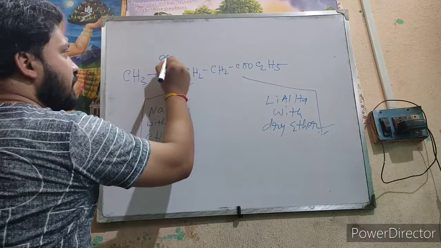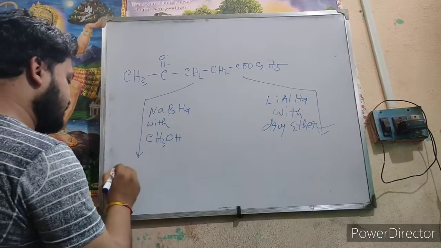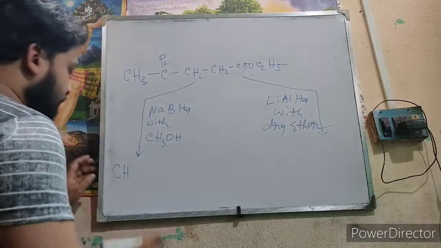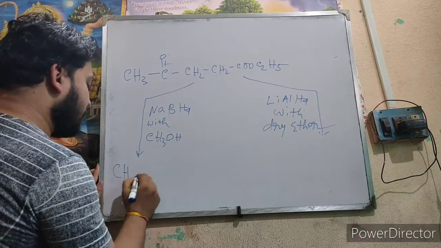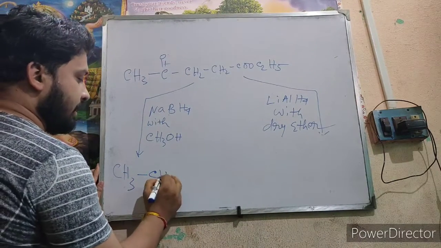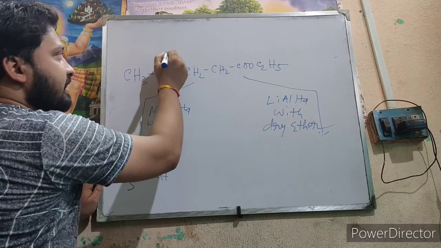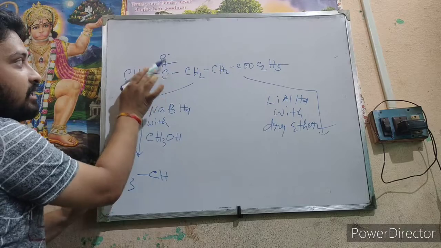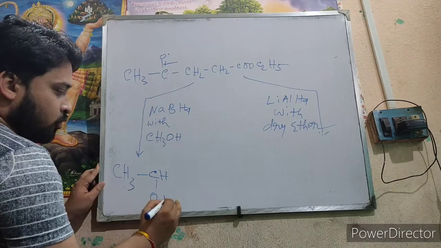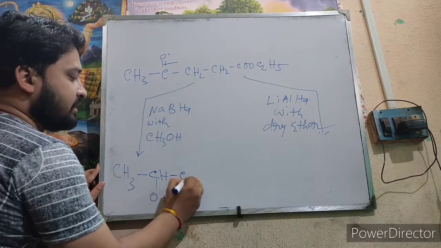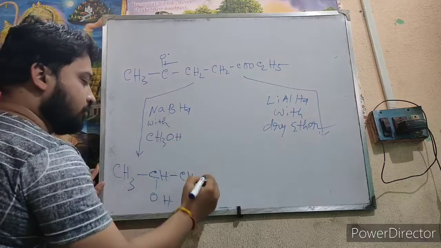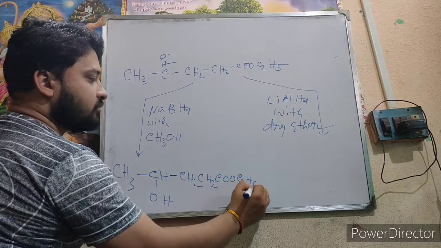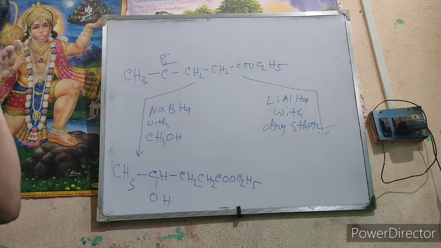With sodium borohydride, this bond is broken, and H and H are added here. So the product is CH3, CHOH, then CH2, COOC2H5. This is the product.